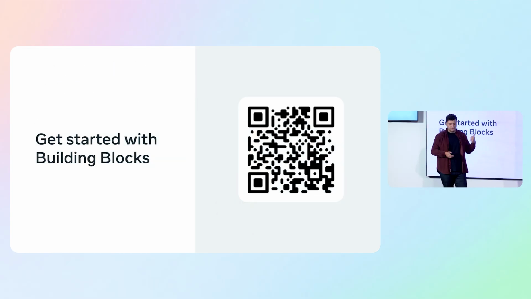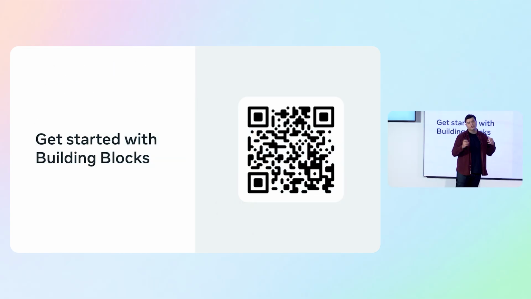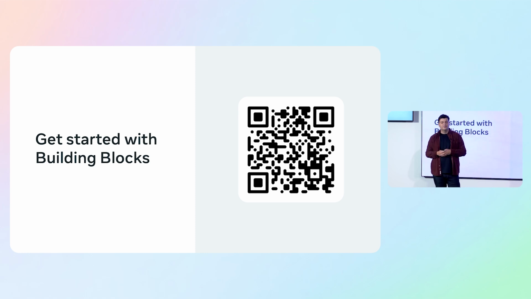If you haven't used building blocks yet, here is a QR code on our documentation page just to get started. It's part of the Meta XR All-in-One SDK in the Unity Asset Store. And V83 will have these building blocks that I talked about today.